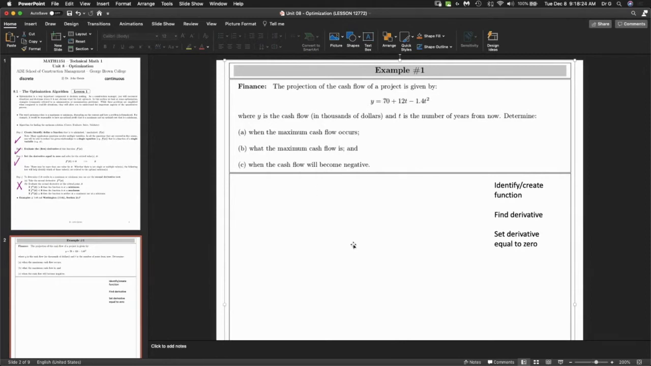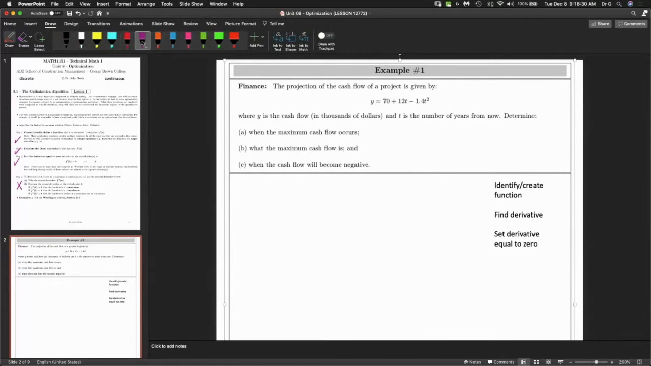Anyway, the question's asking for the time when the maximum cash flow occurs. That's when. When is the time? And then how much? When and what? So they're asking for the T value and the Y value at the maximum. Part C here has nothing to do with optimization. Part C is just kind of like a refresher on your quadratics.